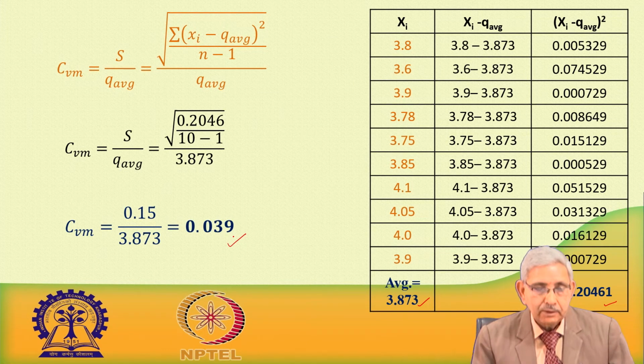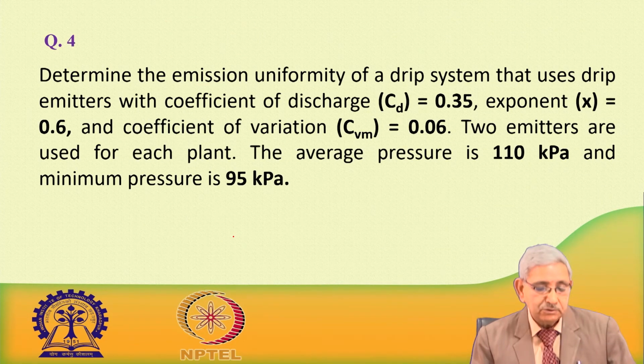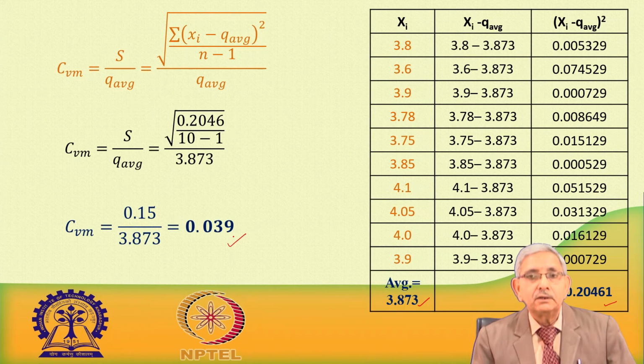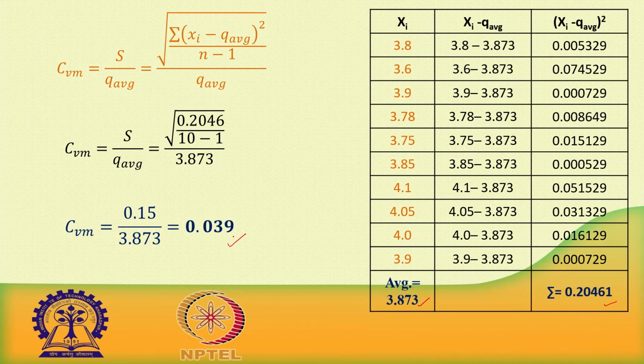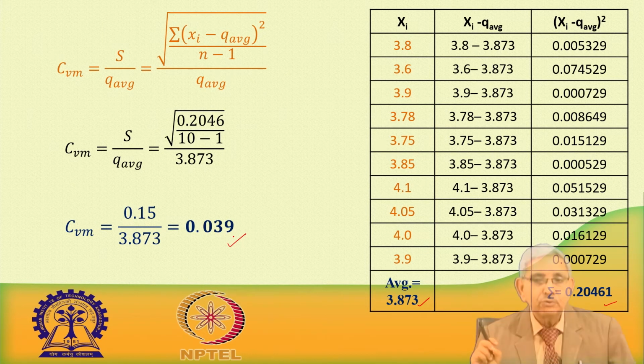And the manufacturer's coefficient of variation is 0.039. For a point source drip emitter, the emitter should be of excellent quality, and the value should be less than 0.05. So, this qualifies the test. This is an important parameter, whether it qualifies.